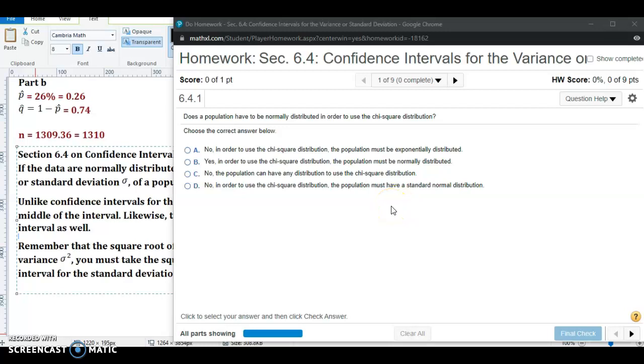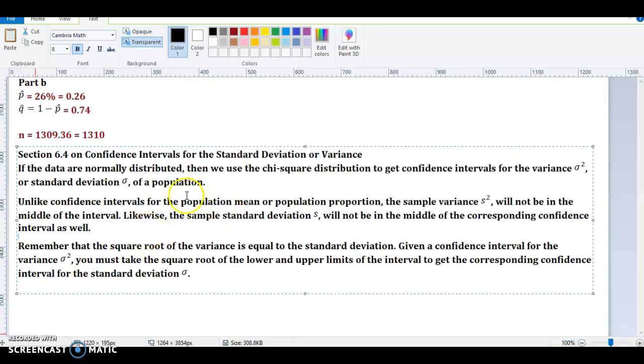In this video, we're going to take a look at some examples from section 6.4 on confidence intervals for the variance or standard deviation. Before we do the examples, here's a bit of background information.